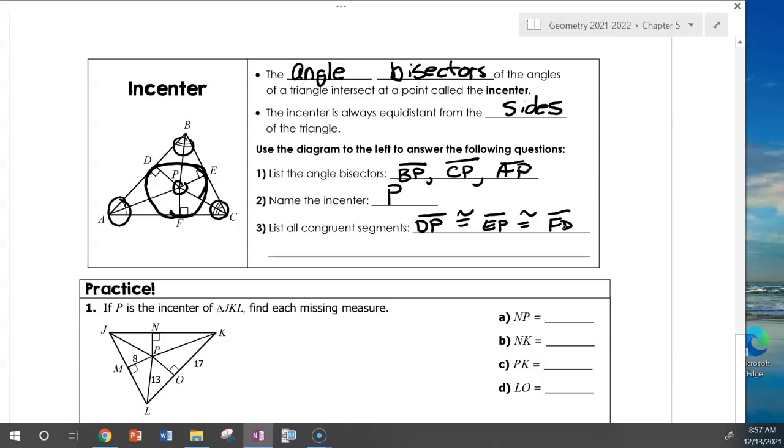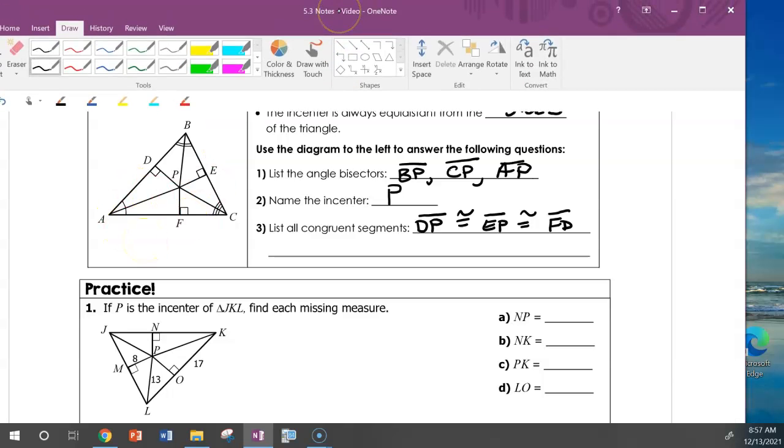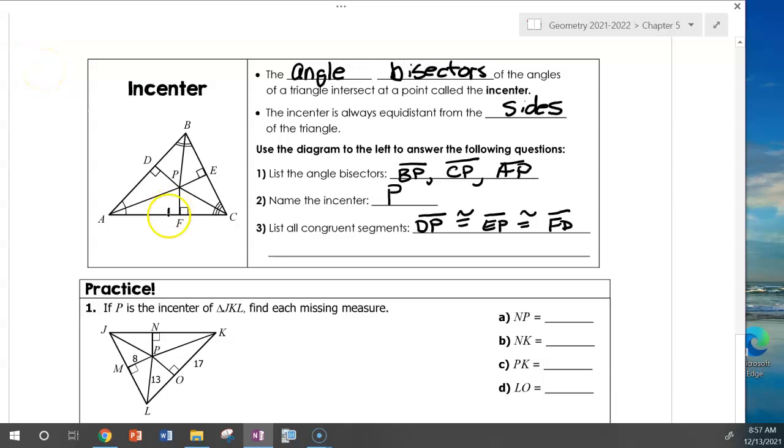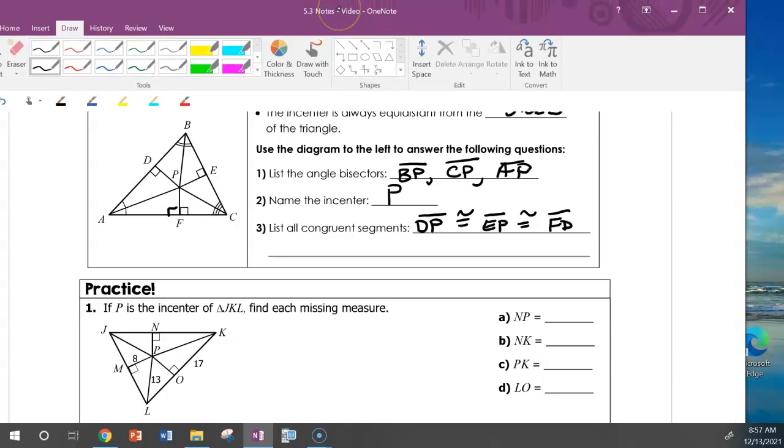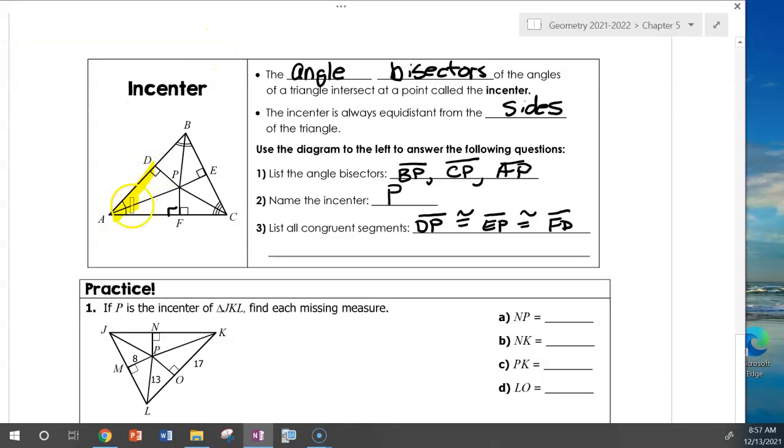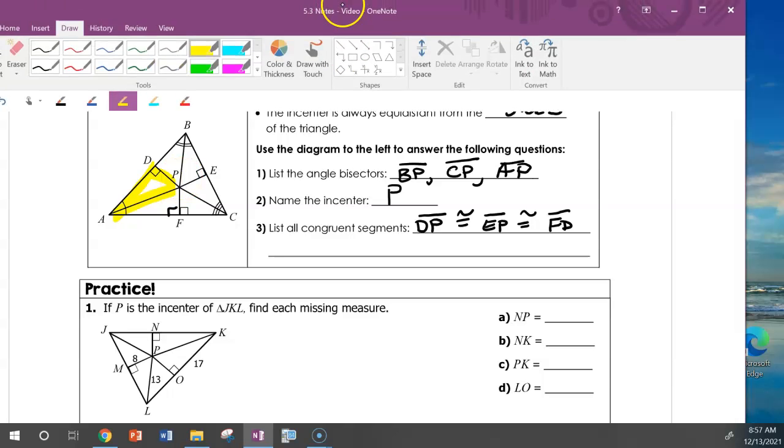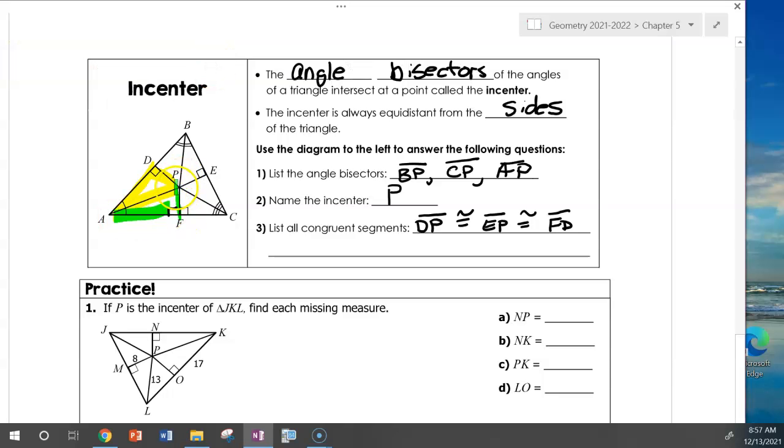We have some more segments that are congruent, and I want you to check this out. Think back to chapter 4 when we had different kinds of triangles, and we were looking at whether they were congruent or not. So take a look at this. I have two triangles right here. Here's one in the yellow. Here's the other in the green. Notice we have a reflexive with AP. So AP is congruent with itself.